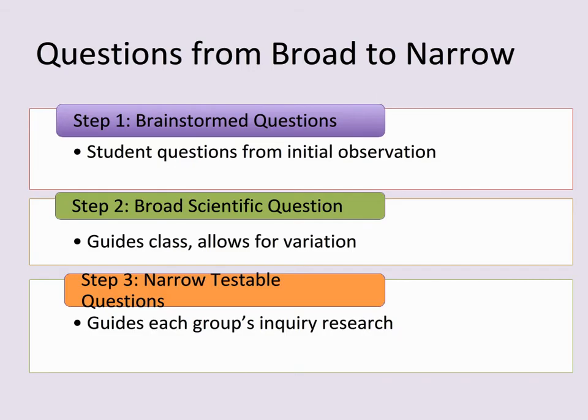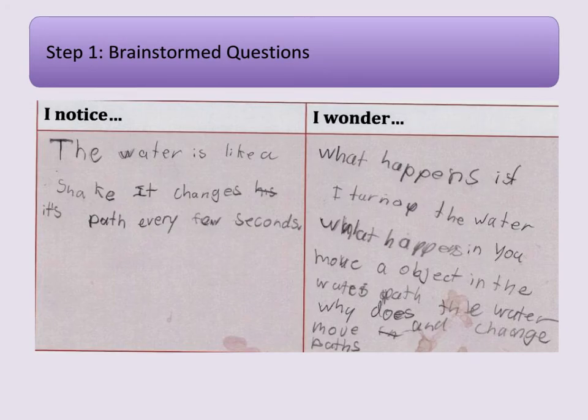So let's dive into the inquiry science process in 3 steps. We start with a wide range of questions brainstormed by students during direct observation. The teacher will first guide the class to a single but broad scientific question. Student groups will narrow the question further into a single testable question used to guide their research. Students probably brainstormed questions during the observation phase of inquiry discussed in Week 2. Let's take a look at an example.